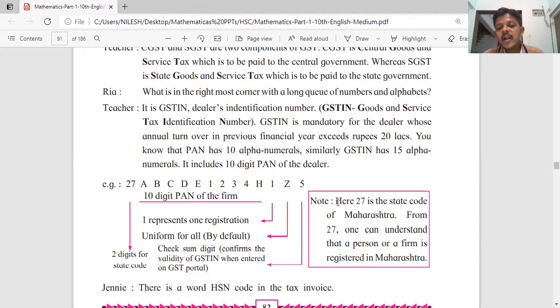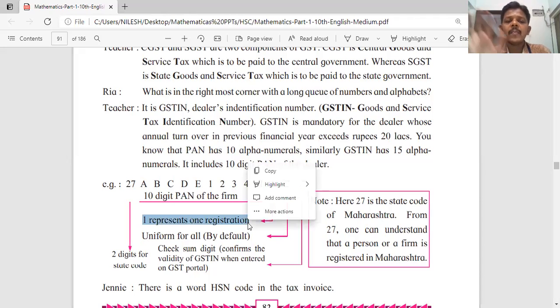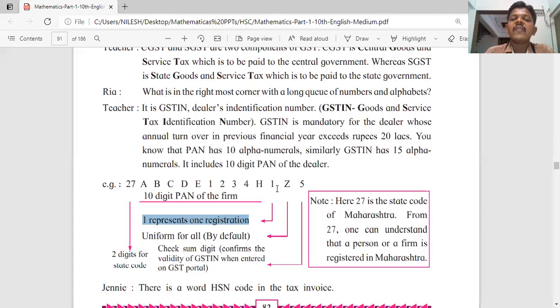Now see, note here, 27 is the state code of Maharashtra. So from 27, one can understand that a person or a firm is registered in Maharashtra. Then 1 represents one registration, and this 1 is compulsory. In every TIN number, after the PAN number, you will definitely find 1. Z is uniform for all by default. So every TIN number will have this Z. And the last digit confirms the validity of this GSTN number when entered on the portal.